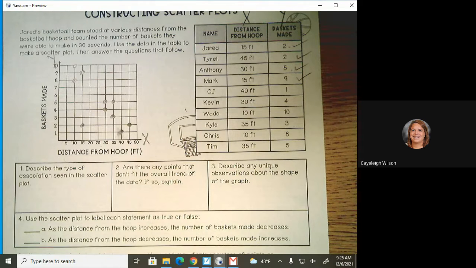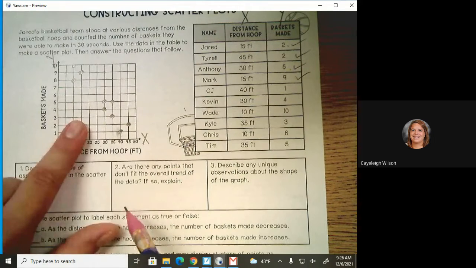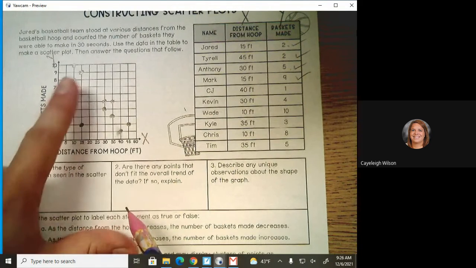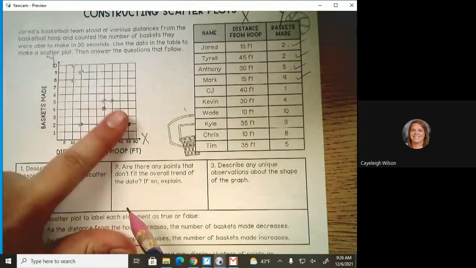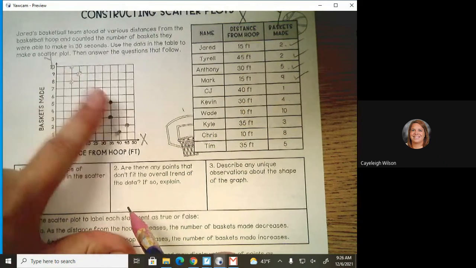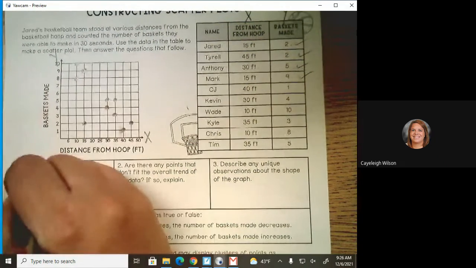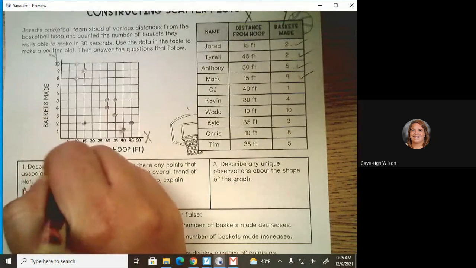Are there any questions about how to graph the points or how to know which one's X and Y? Okay, so the first question asks you to describe the type of association seen in the scatter plot. So is this positive, negative, or none? Karen? This is negative. I know I've got this one little outlier here, but the majority of the data is going down from left to right. Down from left to right. So that's a negative association.